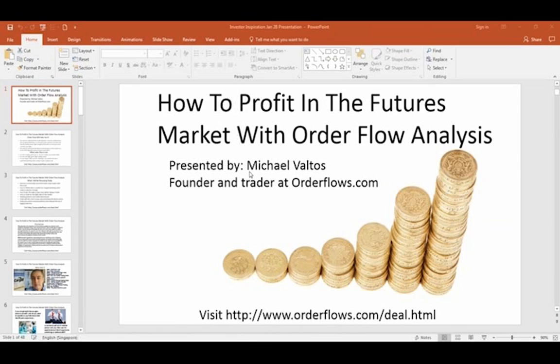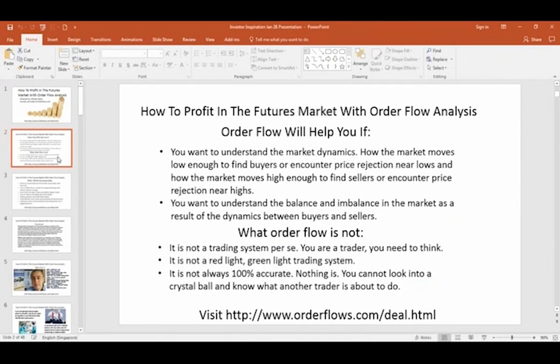orderflows.com. And what I'll be talking about today is how to profit in the futures market with order flow analysis. And if you're not familiar with order flow, what it is basically is a way to analyze the market based on the volume that's traded.